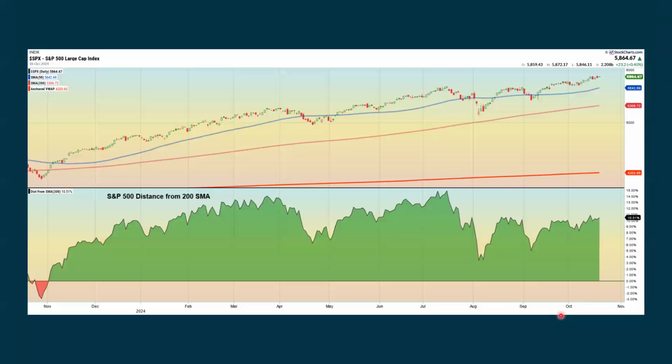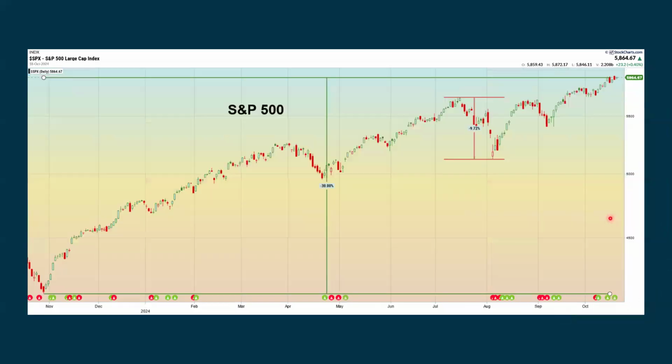Then we also look at the distance from the 200 period simple moving average. We're a little bit over 10% above the 200-day moving average. And this is a measurement going back to the October 2023 lows, and we've been able to climb now up over 30% from those lows.